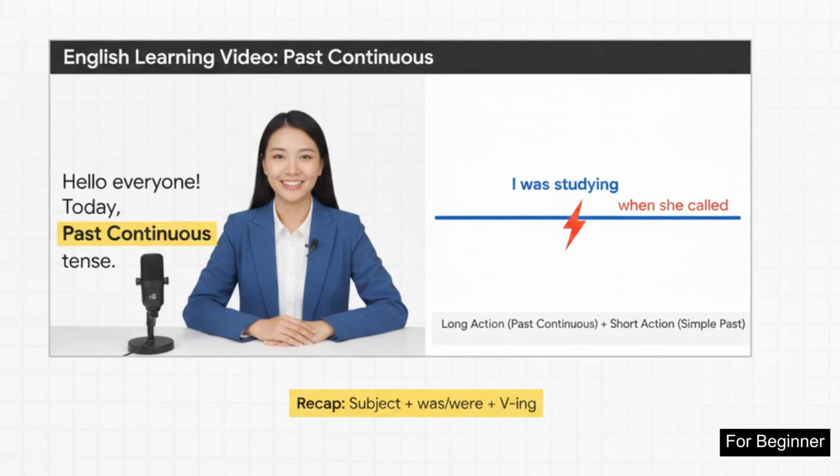But what if you want to talk about an action that was right in the middle of happening? That's where past continuous comes in. We use was or were paired with an ing verb. It's basically like setting a scene in a story. I was sleeping at 10 p.m. But honestly, its coolest trick is showing an action that got unexpectedly interrupted. Like, I was studying when she called.